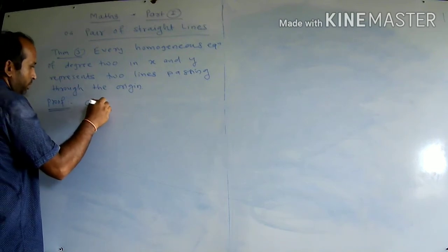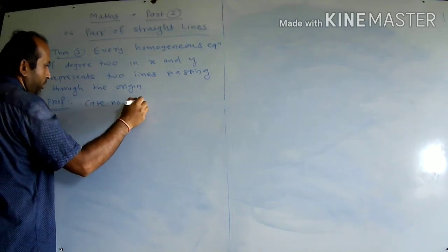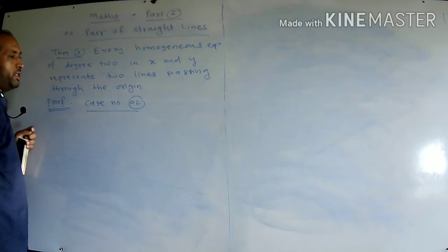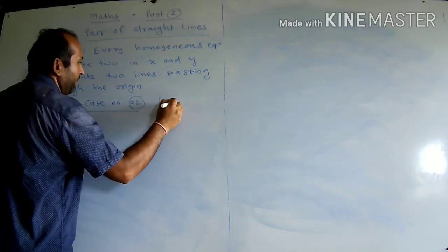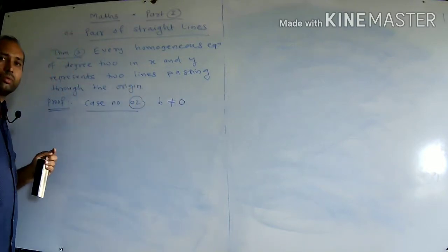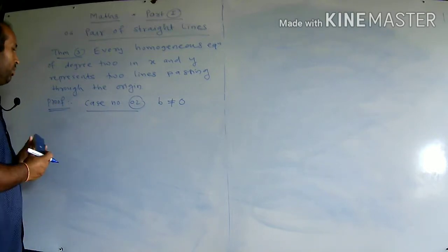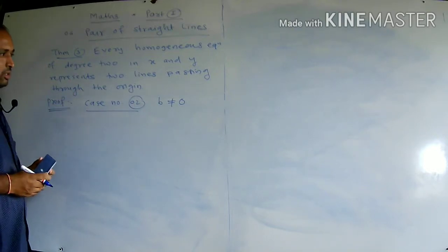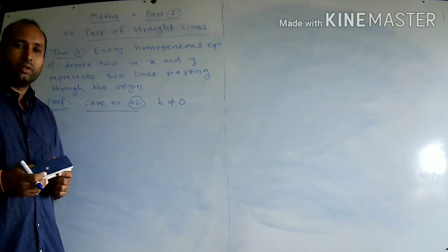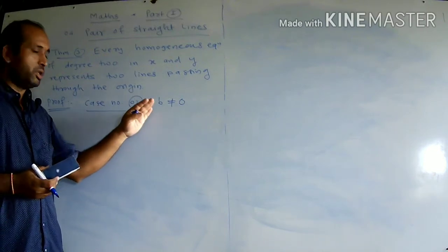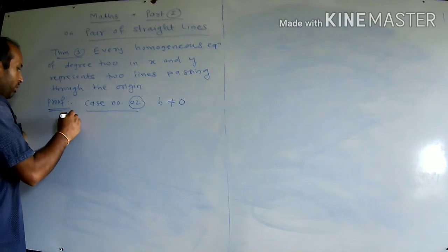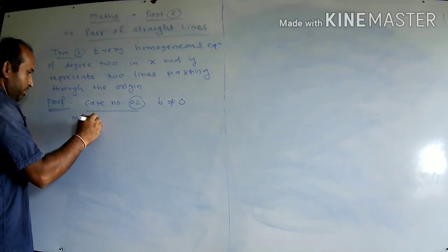See the case number 2. So condition number 2. Case number 2. Here the second case is b is not equal to 0. B is other than 0. So we can multiply the standard homogeneous equation by b because it is other than 0.